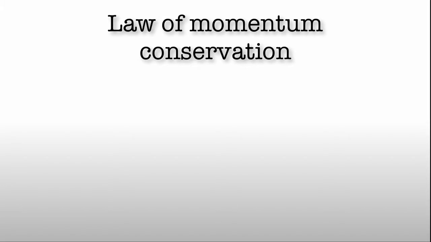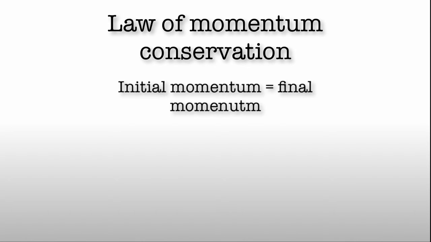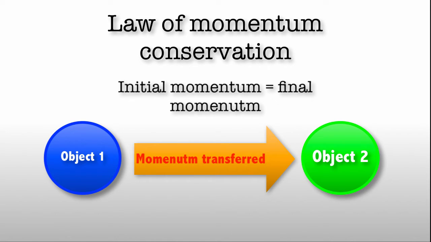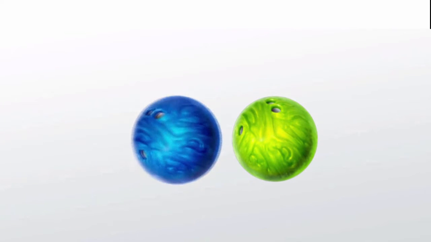A very important law in physics is the law of momentum conservation. It says that in a collision between objects, their combined momentum before and after the collision is the same. That is, the momentum lost by object 1 is equal to the momentum gained by object 2. The total amount of momentum does not vary, but is transferred between the two objects. The way momentum is transferred depends on the type of collision. There are three types of collision: perfectly elastic, perfectly inelastic, and partially inelastic.